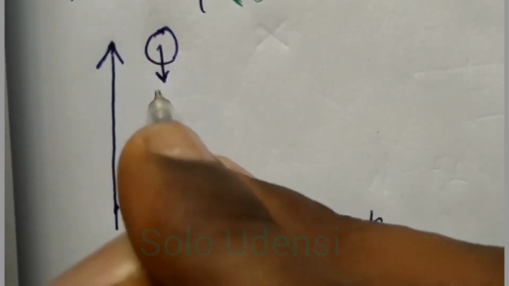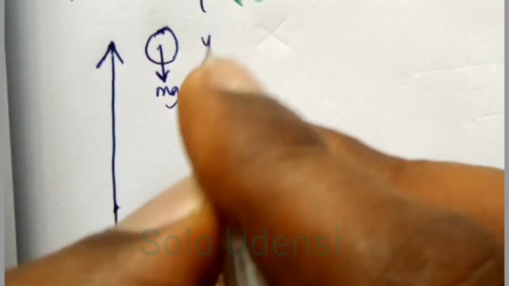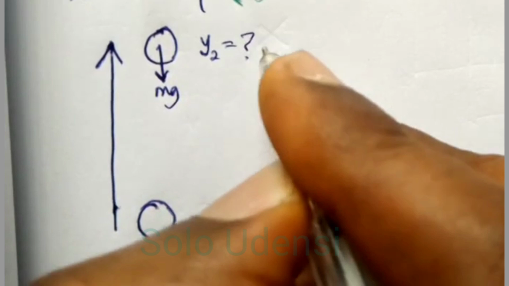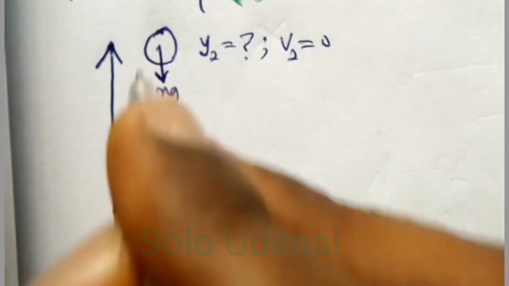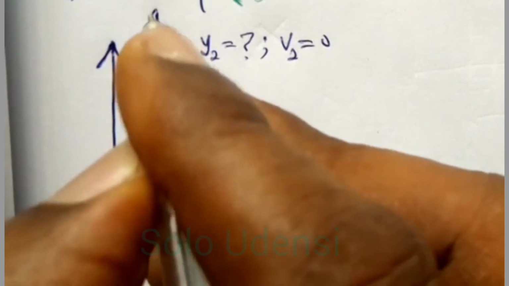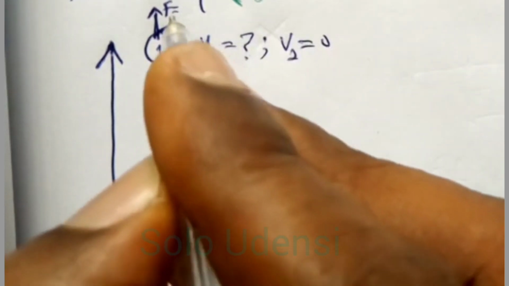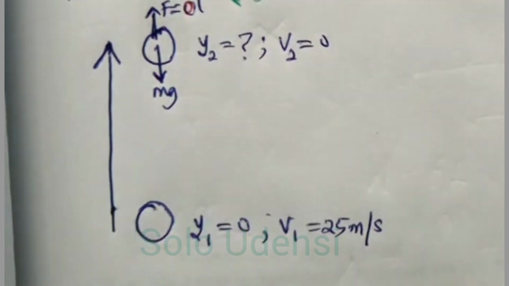The weight will act downward, and here the final height is what we are looking for. And of course we know that the velocity at maximum height is 0, and we have ignored any upward force, something like resistance, drag, and what have you. So it's 0. So let us start.